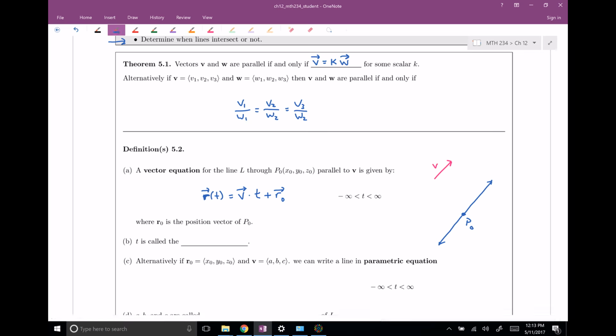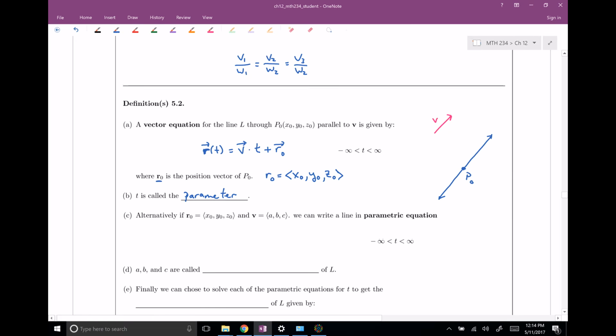Okay, r is the position vector of the point P. So that's to say that r is equal to x sub 0, y sub 0, z sub 0, but now it's a position vector, not a point, right? So we can do vector addition, we can do scalar multiplication, we can do lots of things with it. Okay, so that's what that r sub 0, or r naught, is. Okay, t is called the parameter. So parameter, it's like the variable here, right?